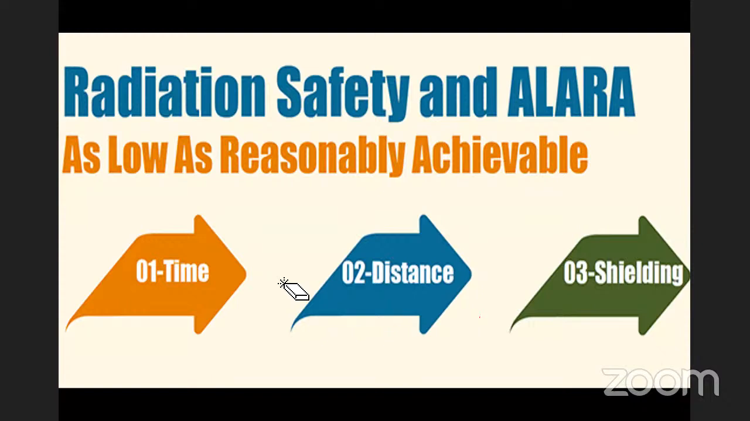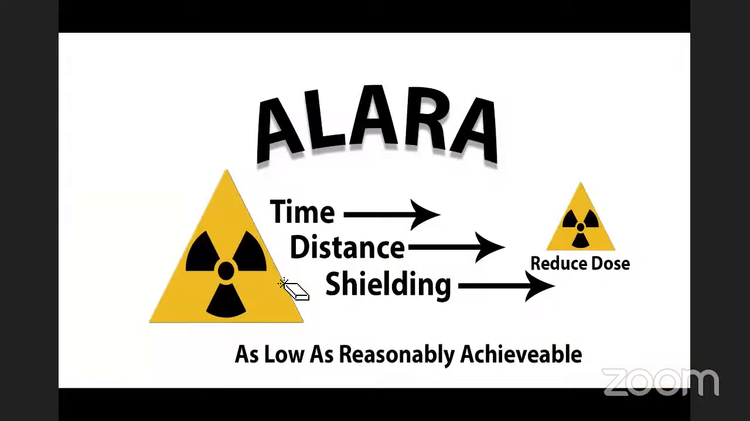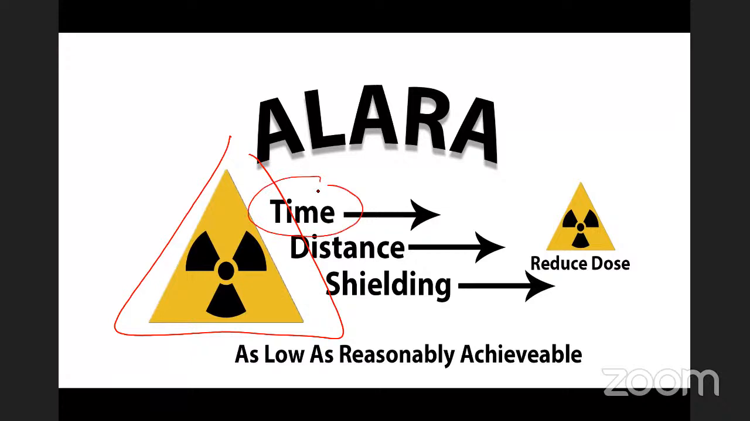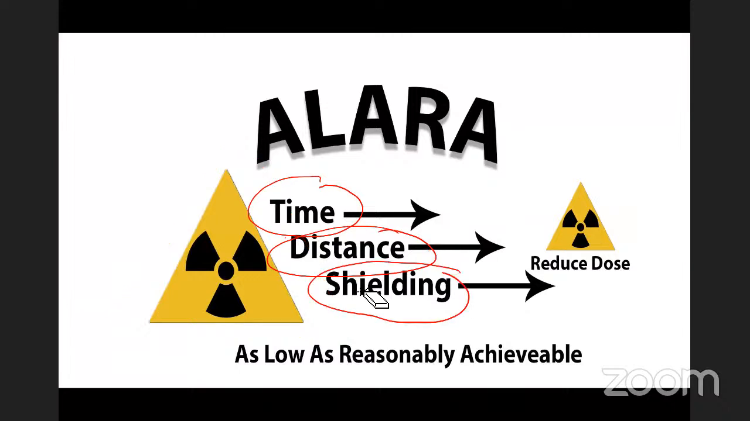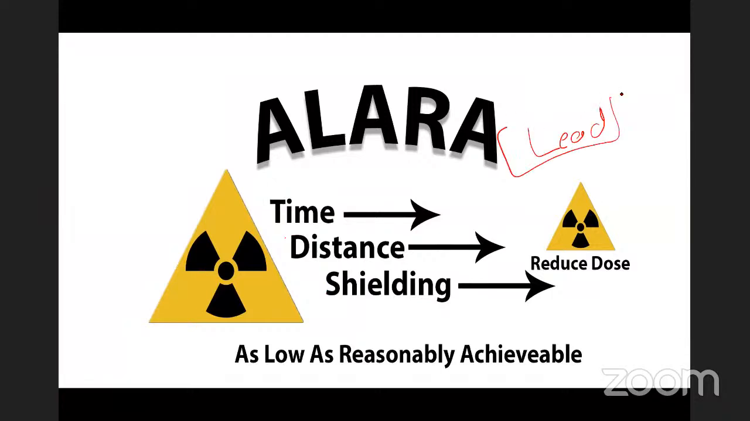Now one more thing: how do I know that there is radiation? When you're in the hospital, how do you know there is radiation? You see this symbol, and this symbol suggests that there is something emitting ionizing radiation. So whenever we see this symbol, I should not stay there for longer time. I should stay as far as possible, and if I am going closer, I should wear some shield. And the shield is made up of lead.